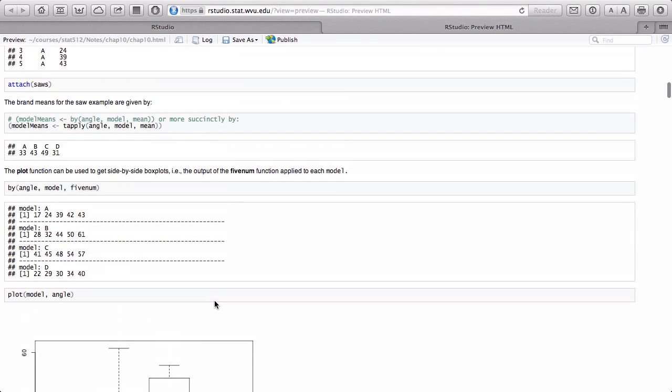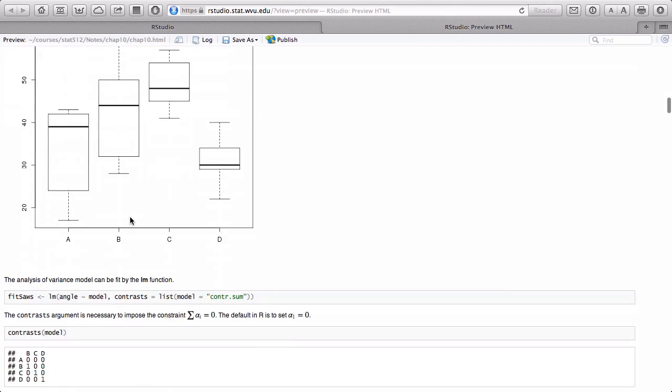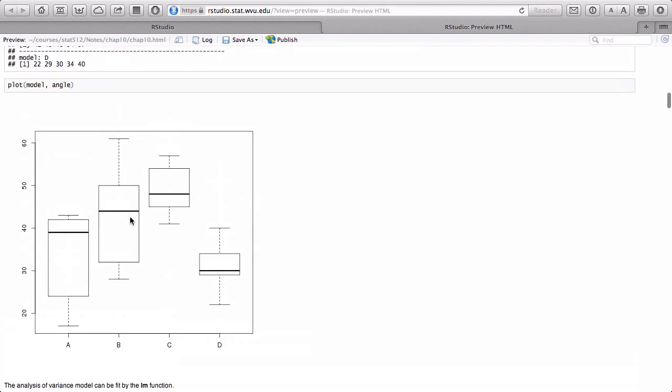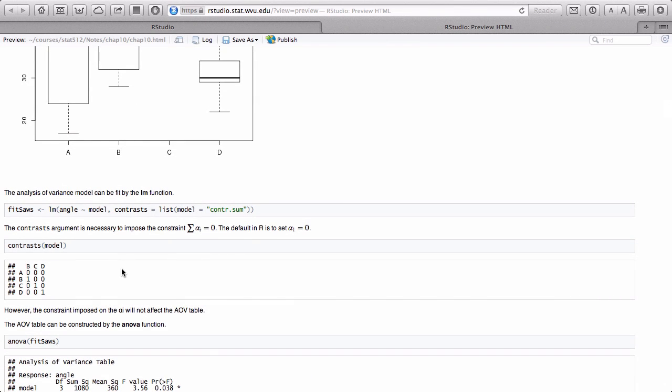When I did the one-way analysis of variance, I first of all got the means and printed them out, and then I did a box plot. And it's a good idea to do that at the beginning of a study, because visually, side-by-side box plots give you a lot of information. They tell you about skewness, they tell you about outliers, they tell you where the centers are. In this case, the centers are the medians. So this gives a lot of information graphically, and that's a good idea to do.